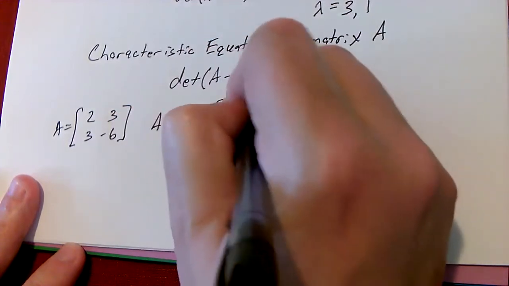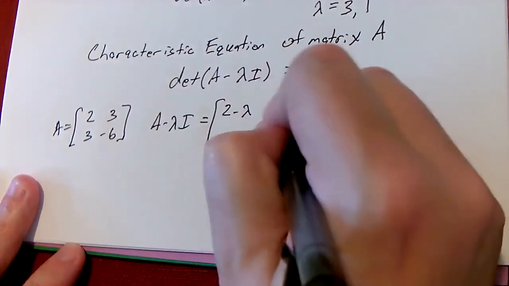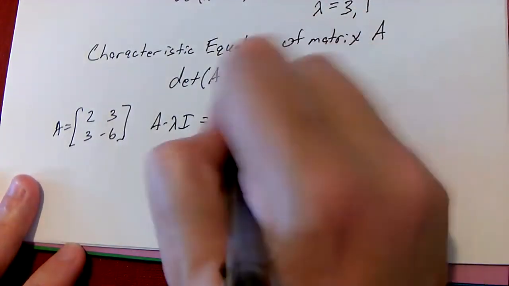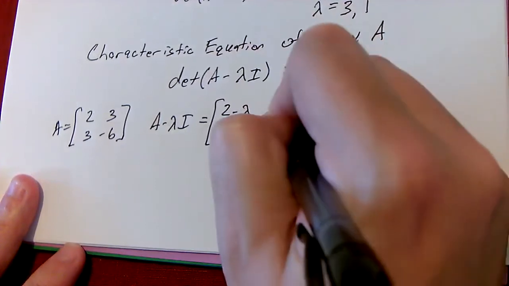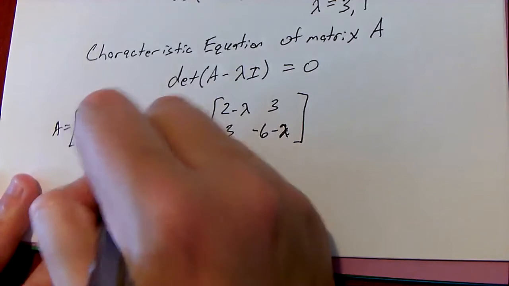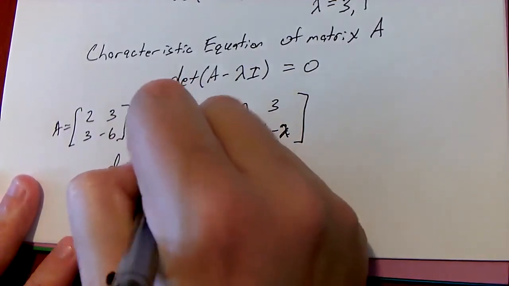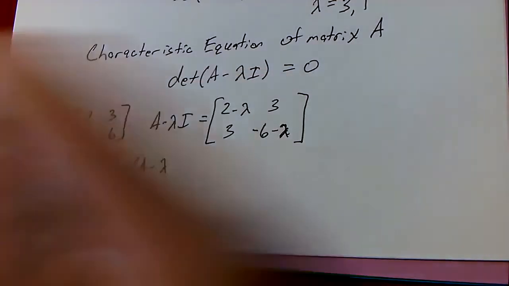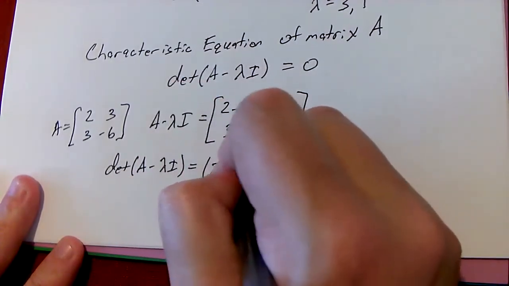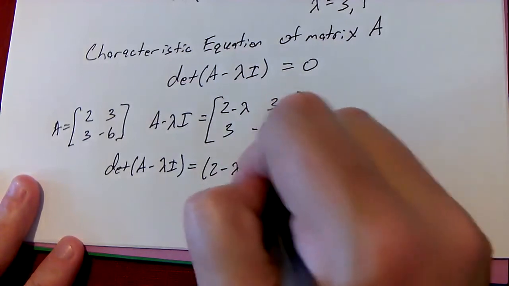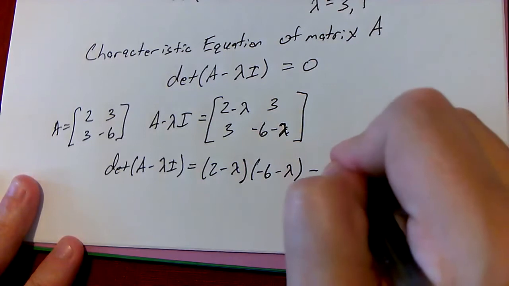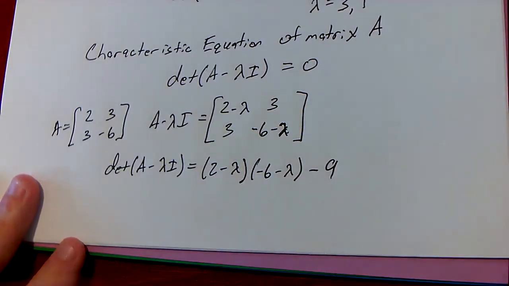That's going to be 2 minus lambda and negative 6 minus lambda, and the off diagonal stays the same, 3 and 3. And now I'm going to take the determinant of that. So the determinant of A minus lambda I, multiply on the diagonal, so I'm going to have 2 minus lambda times negative 6 minus lambda, minus 3 times 3 is 9.